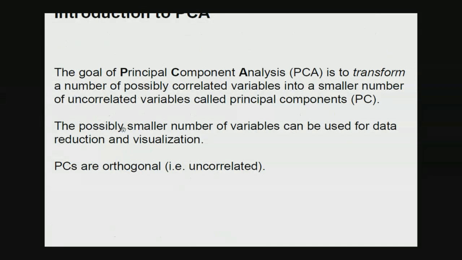And then a possibly smaller number of variables can be used for data reduction and visualization. And one important mathematical property of all these principal components is that they are orthogonal to each other, which is very nice because they are uncorrelated. So each one independently represents one portion of variation in your data.